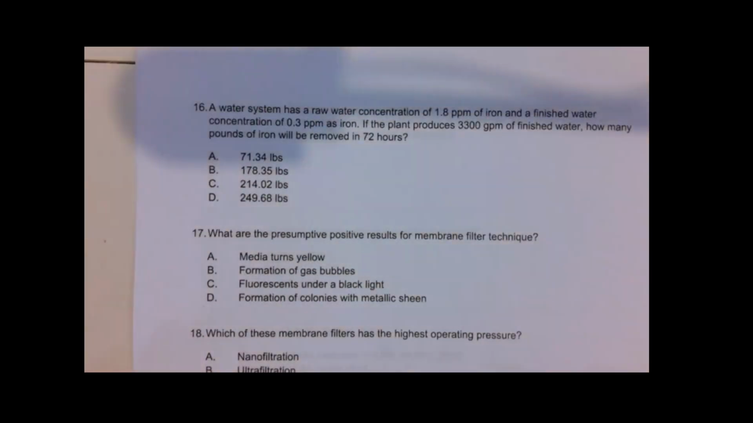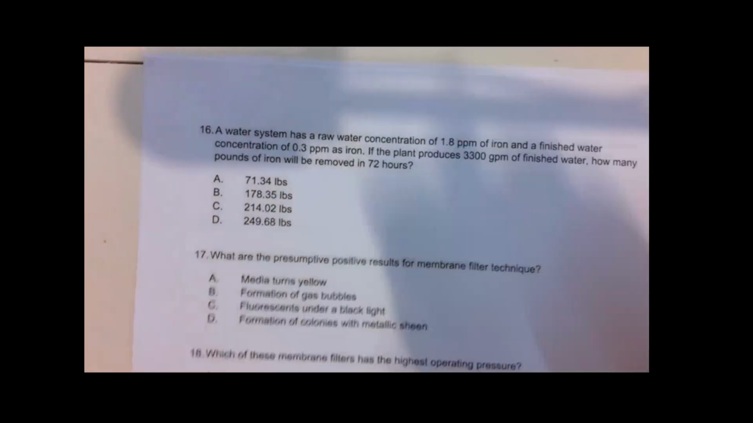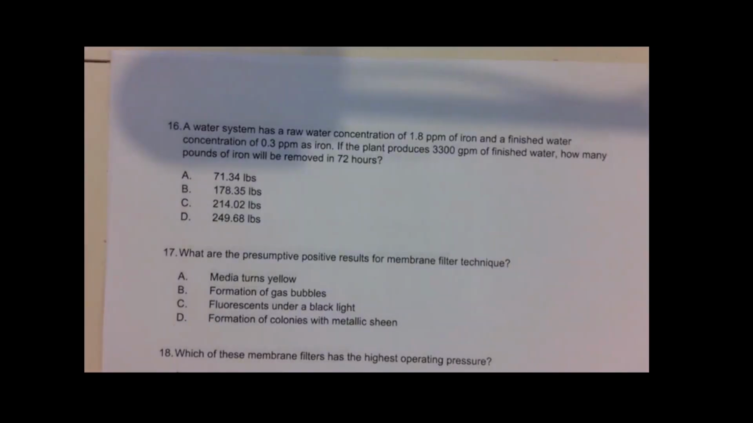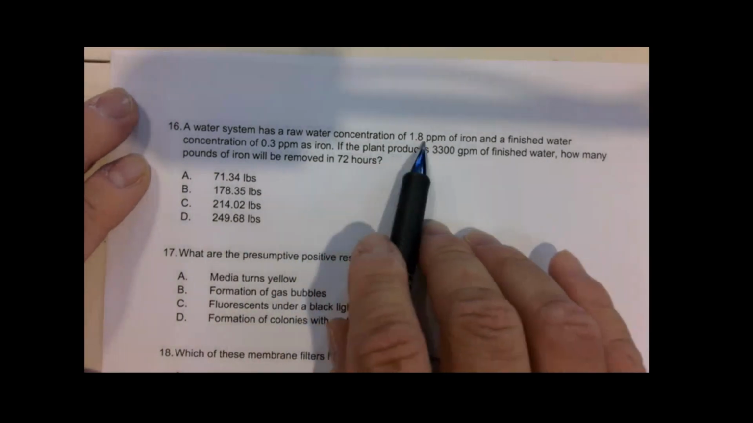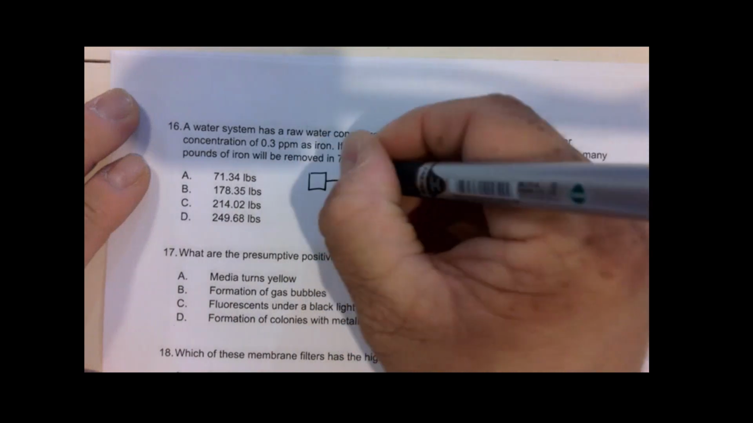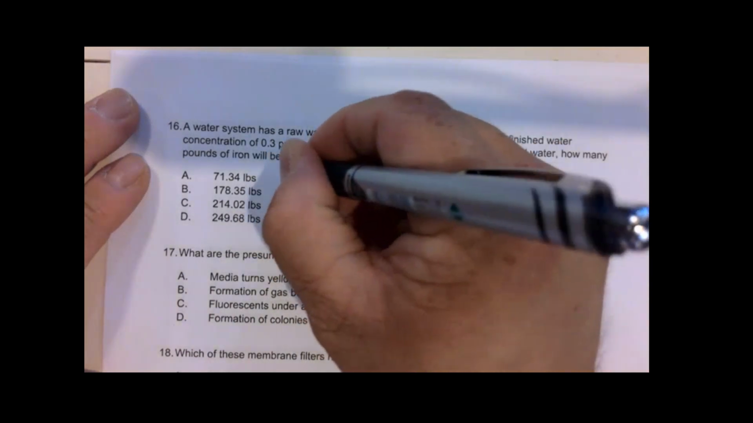A water system has a concentration of 1.8 parts per million of iron and a finished water concentration of 0.3. The plant produces 3,300 gallons of water per minute. How many pounds of iron will be removed in 72 hours? Okay, well, this is kind of like that grains one we just did. Imagine your plant, right? It's 0.3 here and it's 1.8 there.